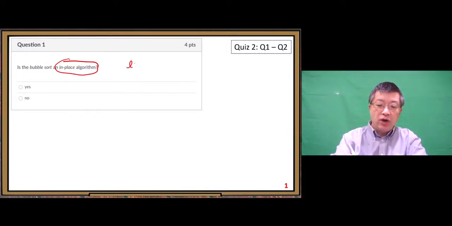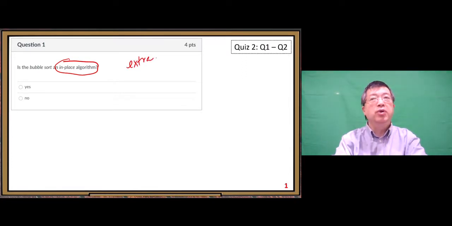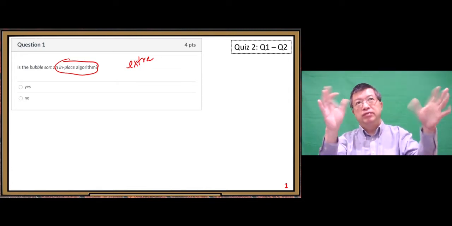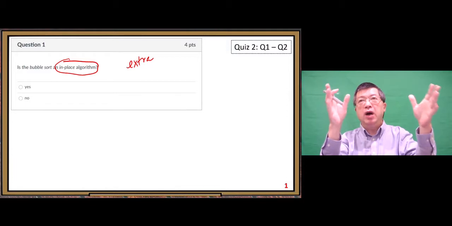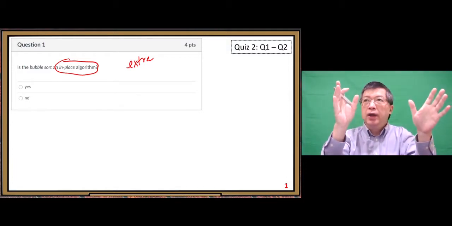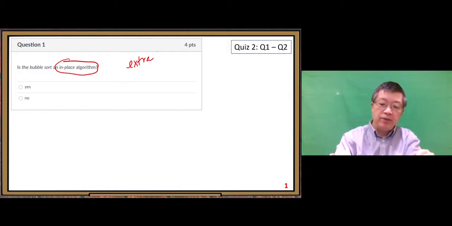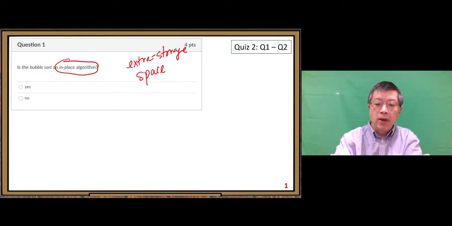The extra storage space, okay? Extra means excluding input-output data. So you need some storage space for input-output data, but other than that, you may need more storage space. So the extra storage space should be bounded by constant. Okay? Space bounded by constant.